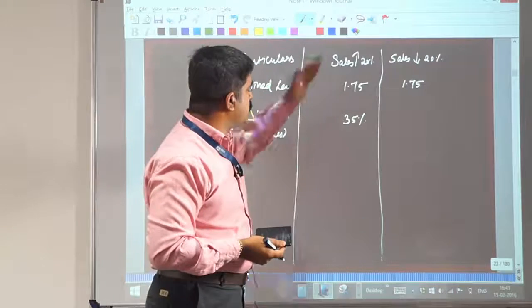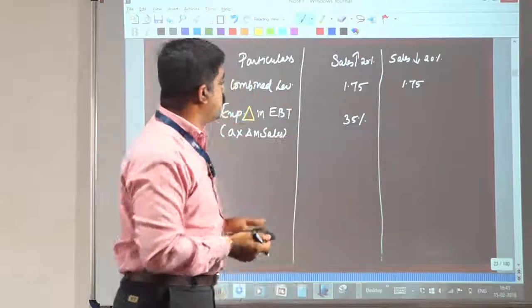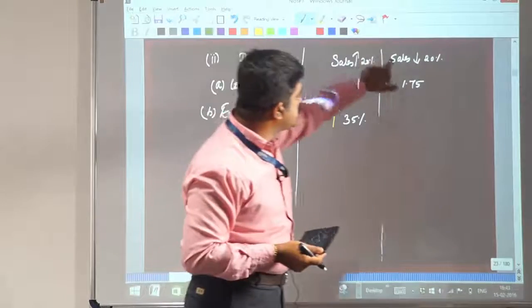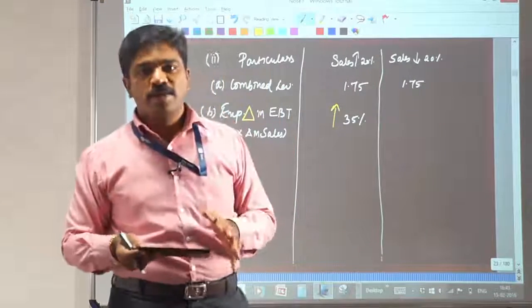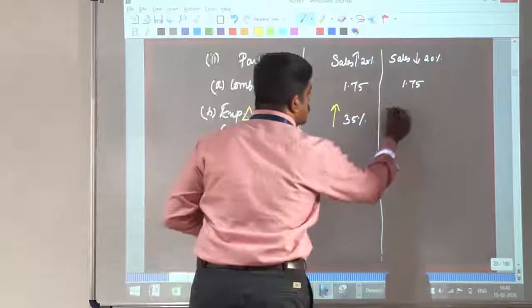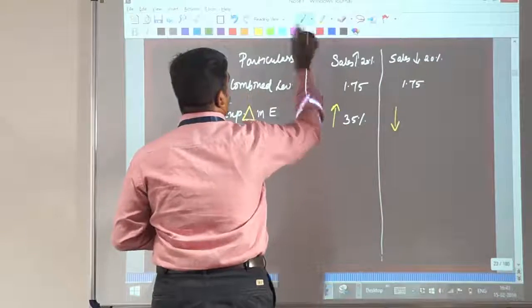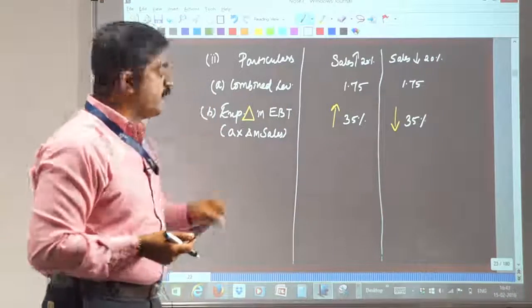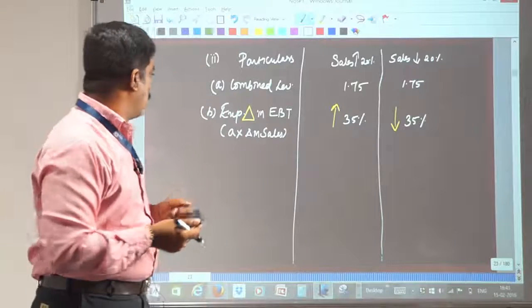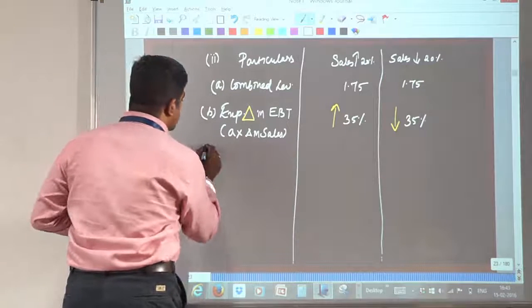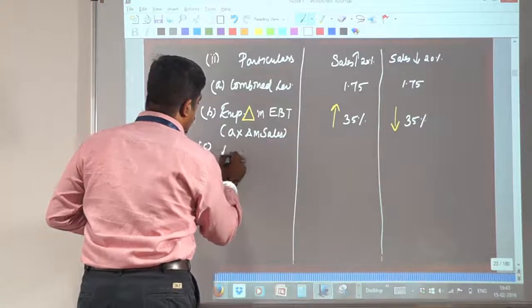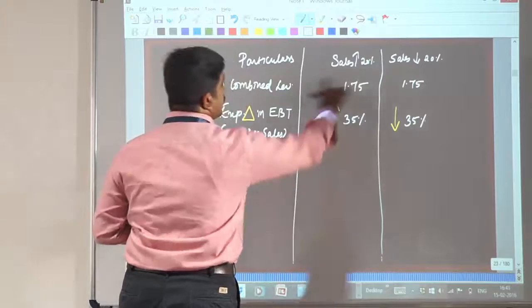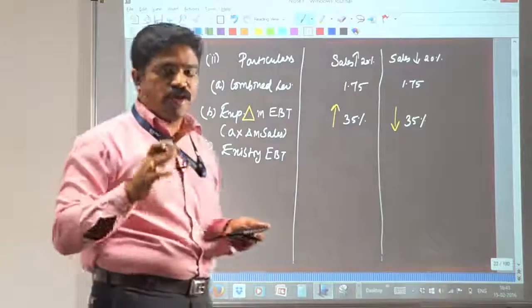If sales increases by 20%, your EBT will change by 35%. And what is the direction? It will increase. And if your sales decreases by 20%, what will happen to your EBT? That will change, but the movement is it will decrease by that amount, which is 35%. Now we'll find out what is the amount. We'll quantify the amount. For that we should know what the existing EBT is. So I'll write existing EBT. Existing EBT means without factoring this change.